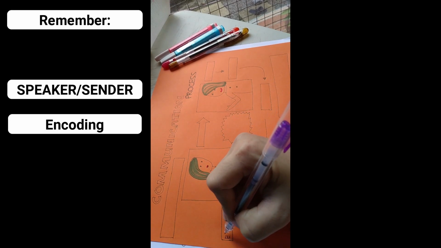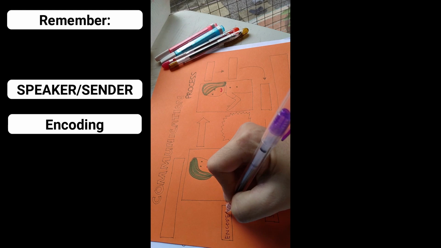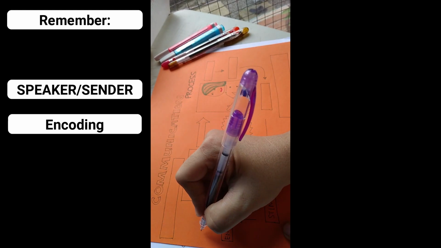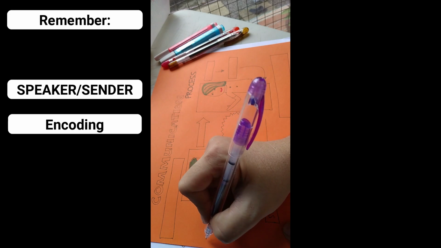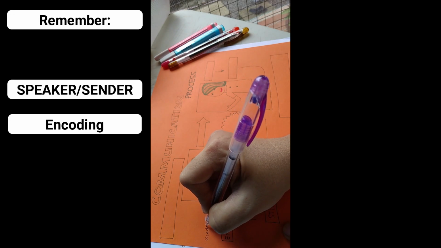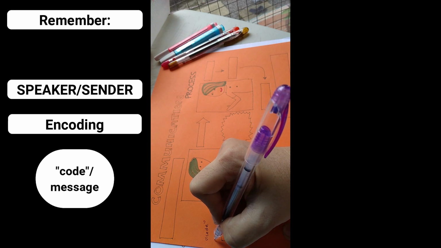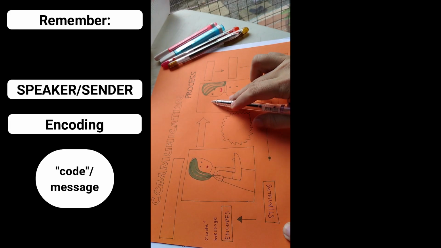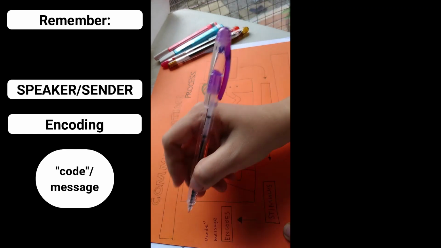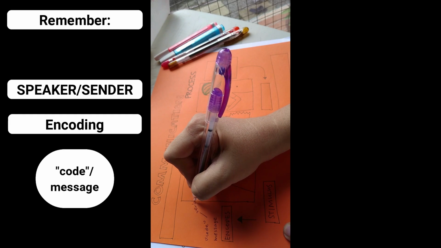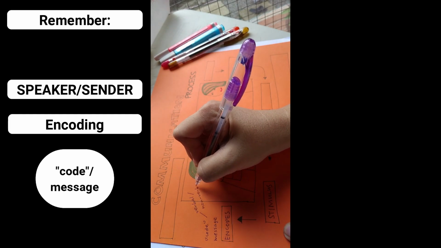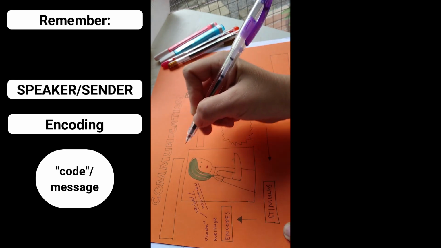She encodes it, or puts it in a certain way to express it to another person. So, to code something is to create a message that will be understandable to a receiver. The code can either be verbal or non-verbal, or a combination of both.